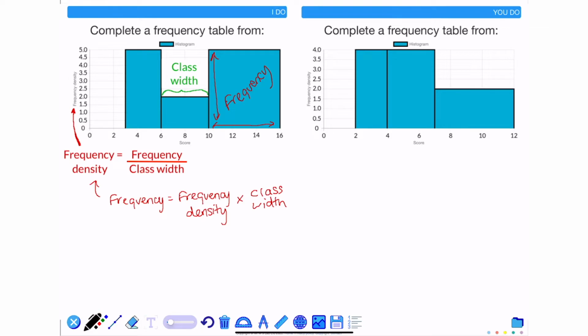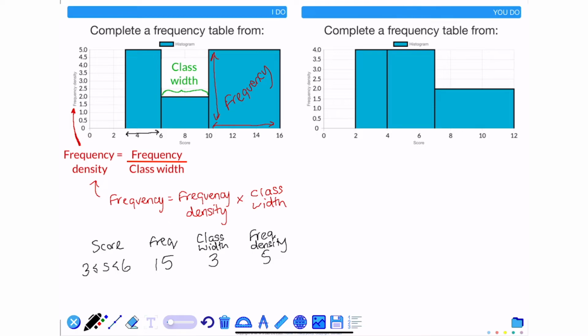So looking at the first bar, I can see that it goes from 3 all the way up to 6. This means that score is from 3 all the way up to 6. It has a frequency, which is what I'm going to work out, a class width, and a frequency density. So, the class width from 3 to 6, 6 take away 3 is 3, and its height is 5. That means if I multiply these two values together, it gives me 15, the frequency of the bar.